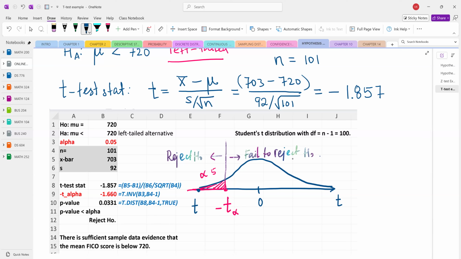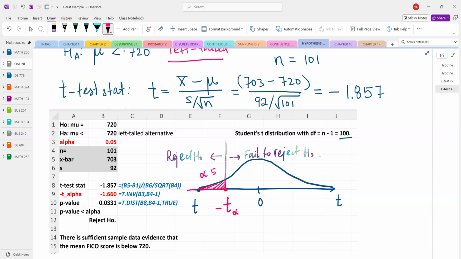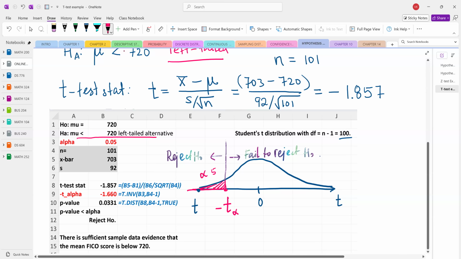If we make a graph of the Student's t-distribution with, in this case, n minus 1, so 100 degrees of freedom, the graph looks bell-shaped, similar to the standard normal distribution, centered at 0. And so the rejection region will be in the left tail of the distribution, since we're testing the left-tailed alternative. So we shade 5% of the distribution in the left tail, and the value that separates the rejection region from the non-rejection region is the critical value.